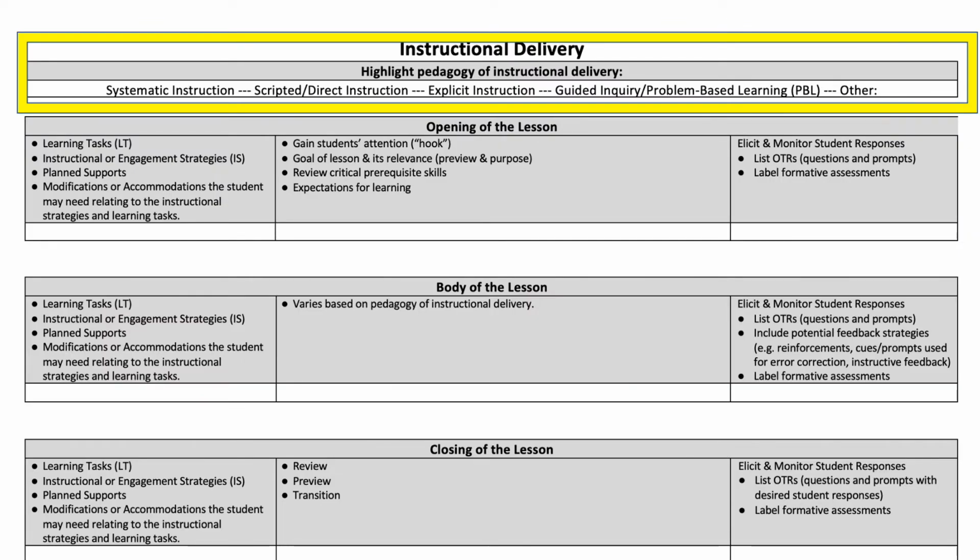Now we're moving into the body of your instructional delivery. So here you're going to make a pedagogical decision on which instructional delivery format will be the most effective. Please highlight whether you will use systematic instruction, a scripted or direct instruction format, explicit instruction, or use problem-based learning. If you're interested in using an instructional delivery method other than one that is listed here, please check with your supervisor or field-based coordinator first.